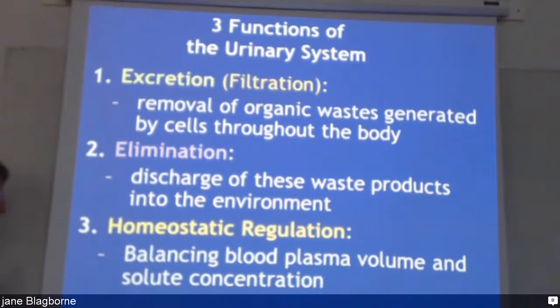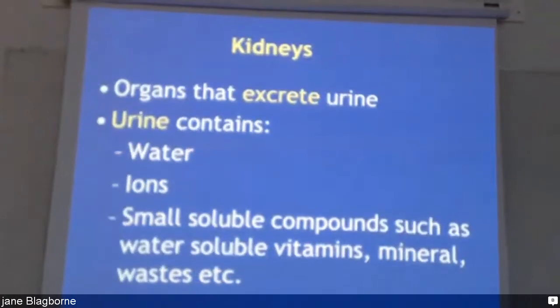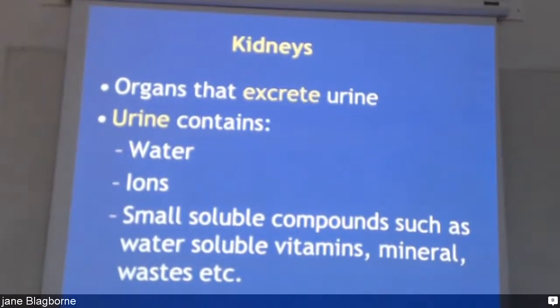Anyway, so homeostatic regulation. The kidneys are the most important part of the body for homeostasis, right? They're balancing all of the blood volume and the concentration of the blood system. So they are the most important part. Kidneys, of course, excrete urine, and urine contains water, ions, small soluble compounds, minerals, and waste products. So these are all from metabolism, right? All your waste products of metabolism from digesting your foods, and any cellular metabolites as well that are put into the circulatory system.